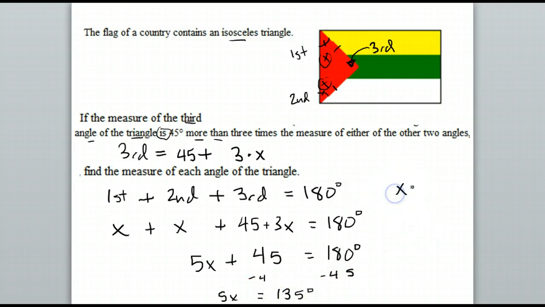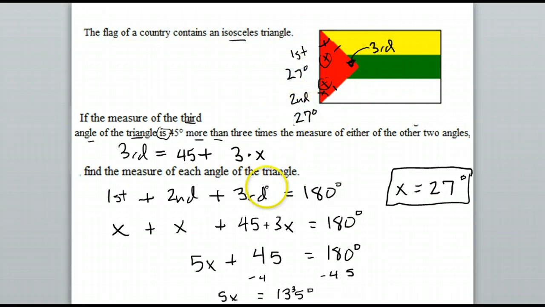So 5 goes into 13 2 times, with a remainder of 3. 5 goes into 35 7 times. So the two smaller angles, this one and this one, are 27 degrees each.